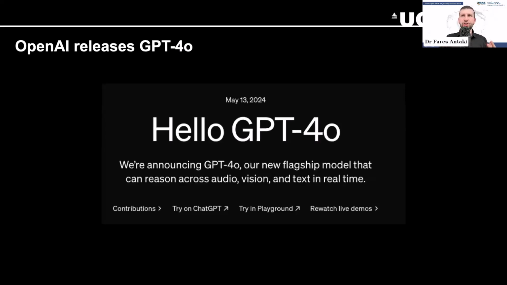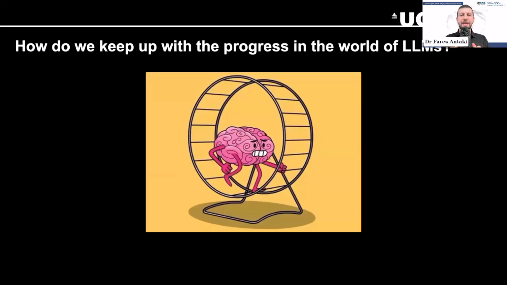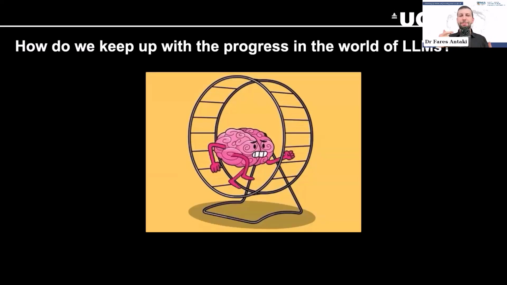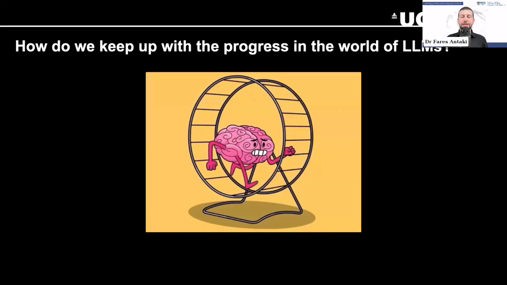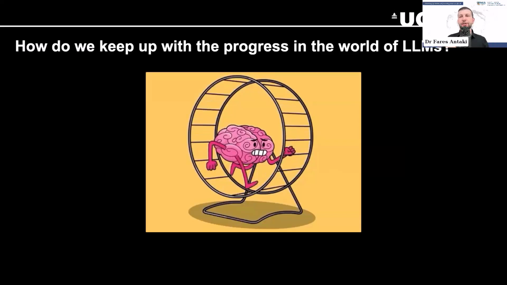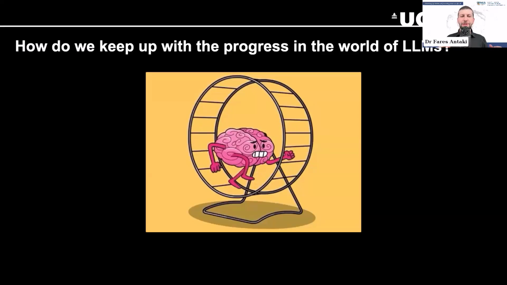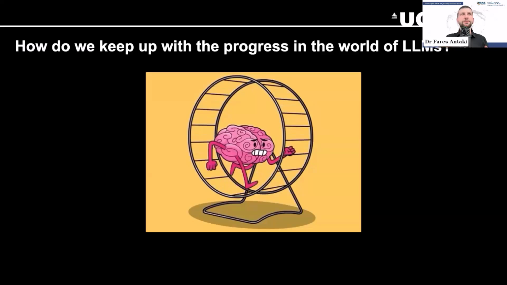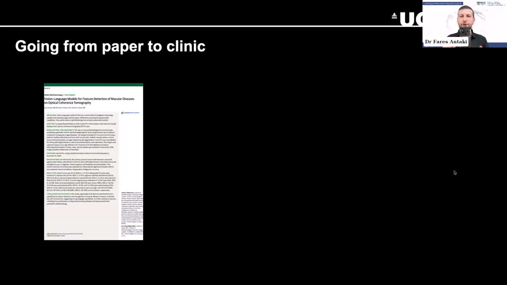And that begs the question: how do we keep up with the progress in the world of LLMs? Are we going to keep chasing the best performing model to then say, this is the model we want to test, and let's design really nice studies like randomized trials to test the real benefit of those LLMs? When do we decide that? When do we decide this model is good enough? Because ideally, what we want to do is go from papers to the clinic and to the benefit of patients.